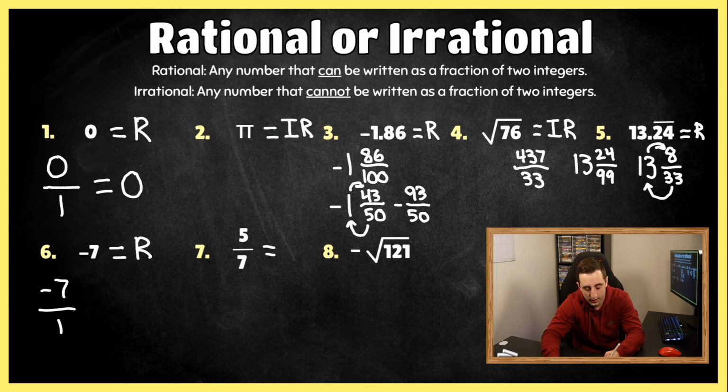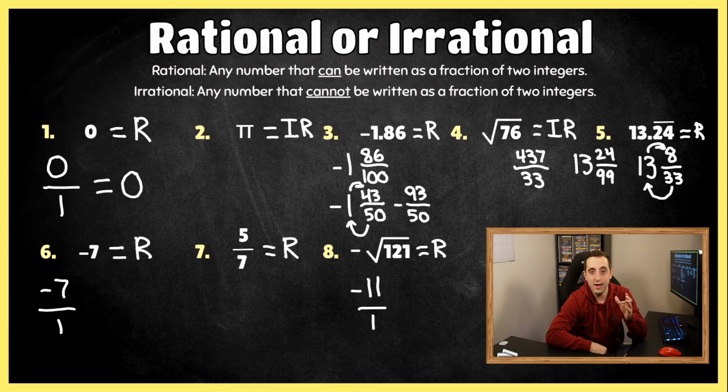It's rational. And then finally, number 8, we have the negative square root of 121. Well, the square root of 121 is a perfect square that's going to give us 11 back. We just want to make sure that we have the negative sign still. So that is going to be -11. And then if we want to make it into a fraction of two integers, we simply just put it over 1. So perfect squares are considered rational.